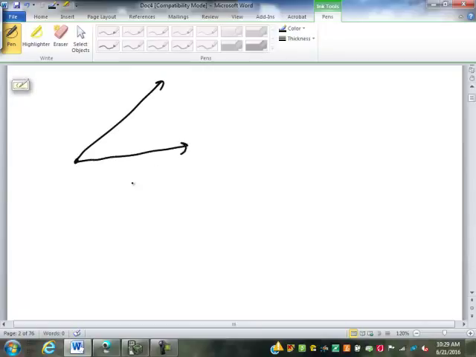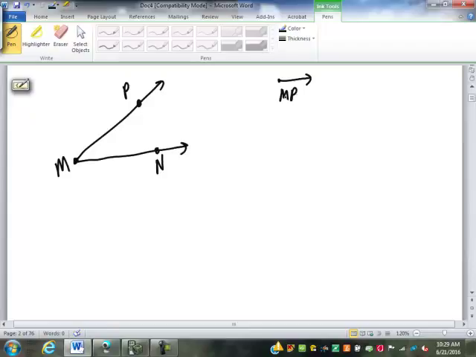I'm going to create this angle here. Now, my vertex I'm going to label point M. I'm going to put point P and point N here. Now, this angle is made up of two rays. Ray, what's one of the rays? MP. Could I have called it PM?